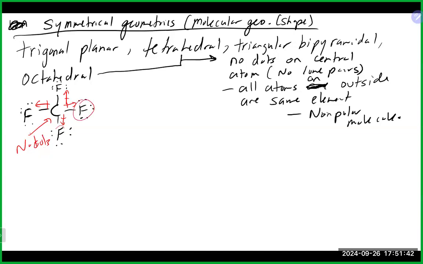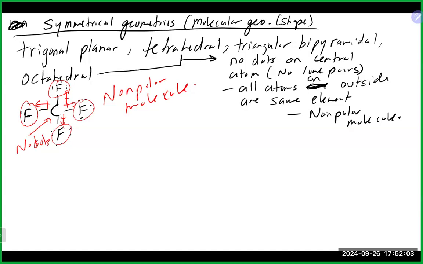Everything on the outside is the same. It's going to be a nonpolar molecule. So once again, even though it does have polar bonds, because of that symmetrical geometry, it's like everybody in the corner of the tetrahedral pulling on a rope equally. Nobody's going anywhere in that particular case.